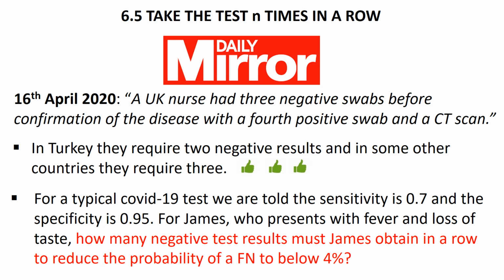So I took this as an example. Imagine we are told that the sensitivity of the test is 0.7 and the specificity is 0.95. And James, who presents with fever and loss of taste, how many negative test results must James obtain in a row to reduce the probability of a false negative to below 4%? Let's assume that's the threshold. They say, we're fine to let you go if we know for certain that the probability of your negative test being a false negative is 4%. That's low enough for us to let you go. I feel a bit sorry for James here because he seems to be presenting daily with symptoms of COVID.